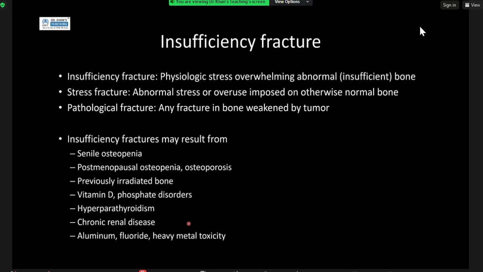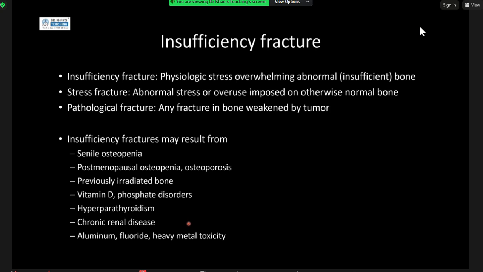So we know the difference: insufficiency is physiologic stress on abnormal bone, in this case osteopenia, disuse. According to Wolff's law, your bone is constantly remodeling. If you give it stress, it will continue to lay down new bone and become stronger, and if you don't use it, it will start to waste away. A stress fracture is one that we saw earlier. It's abnormal stress, like overworking otherwise normal bone. You're not giving the bone and microtrabecular changes time to heal. And I always leave pathological fracture for bone weakened by tumor, like a metastasis.